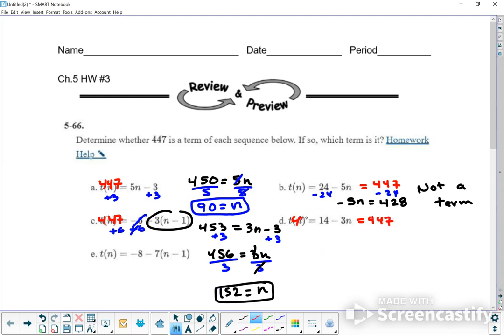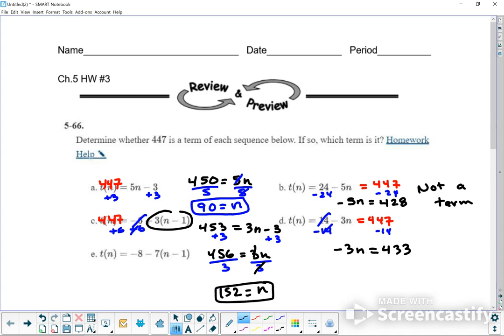For D, again, I'm going to use the 447. I can write it over here as well, but since I have more room on this side, I'm just going to write it on that side. Don't worry too much about which side you write on. So I'm going to do a minus 14. I already know it's not going to work because I'm going to end up with negative 3n equals 447 minus 14, excuse me, which gives you 433.